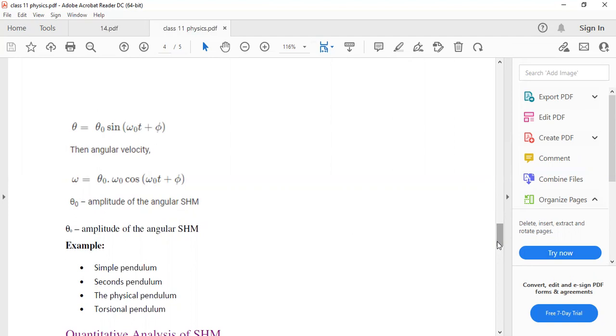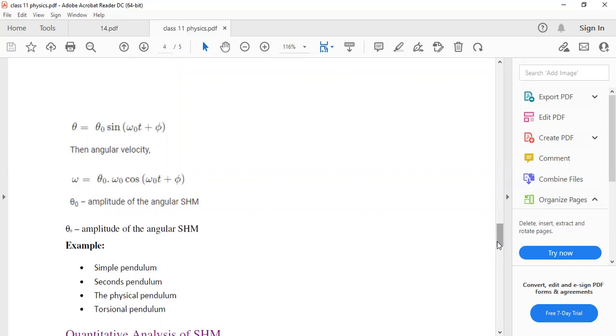Here θ₀ is the amplitude of the angular simple harmonic motion. Okay, θ₀ is the amplitude of the angular SHM. Also, we can say that in the equation ω = θ₀ω₀ cos(ω₀t + φ), we can use θ₀ directly as the amplitude of the angular SHM.